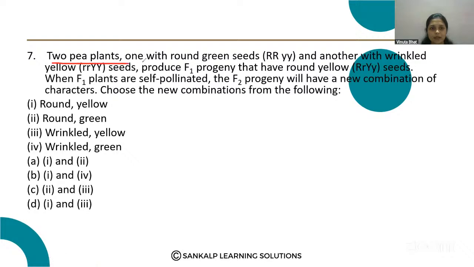Two pea plants, one with round green seeds and another with wrinkled yellow seeds, produce F1 progeny that have round yellow seeds. When F1 plants are self-pollinated, F2 progeny will have new combinations of characters. Choose the new combination from the following. So this is based on the dihybrid cross.